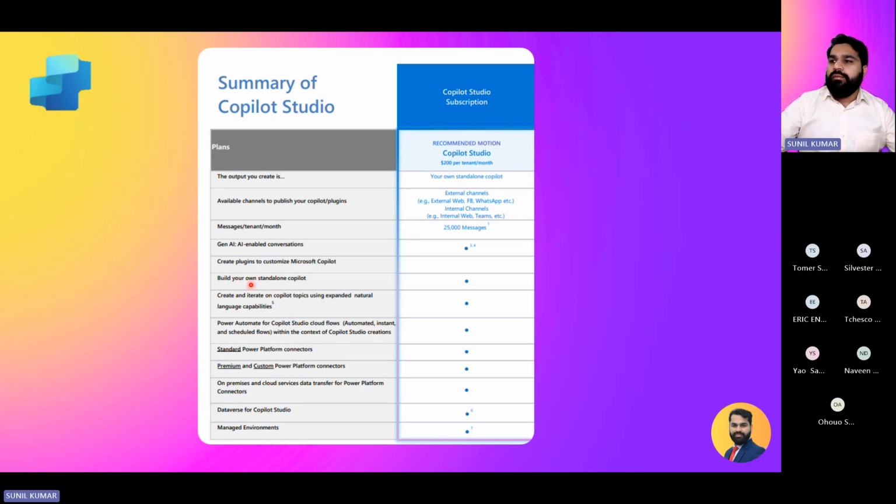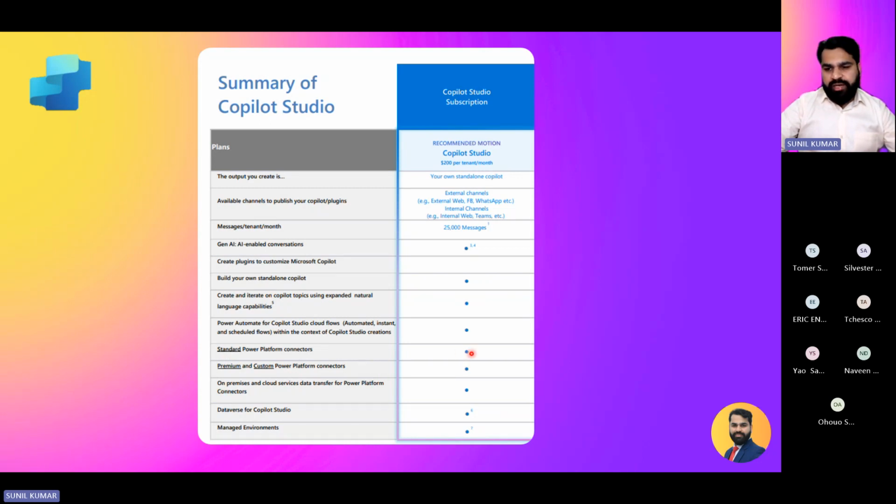Okay. Build your own standalone Copilot. Definitely, it is available. Create and iterate different Copilot topics using expanded natural language capacities. LLMs can be used here. Yes. Power Automate for Copilot Studio: users will be able to integrate with any of the Power Automate flows. This automatically is part of plugins also. They will be able to use standard connectors and premium connectors also in this particular case.